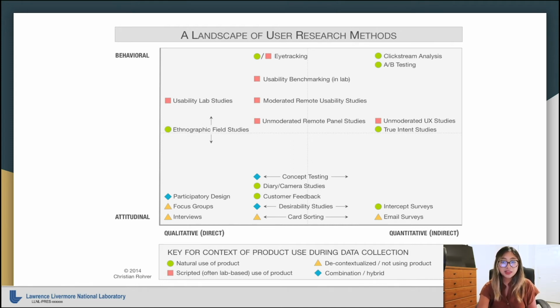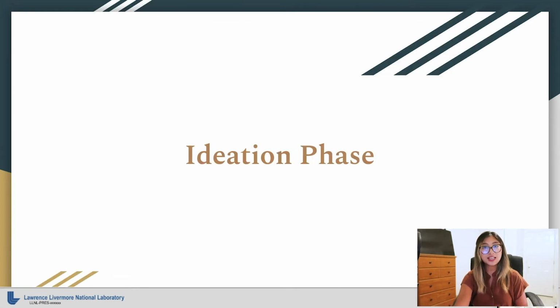So the methods are also separated by qualitative, which is a user's opinions, for example, versus quantitative, which is measurable numerical data points. Generally, a blend of quantitative and qualitative offers a more holistic view of your user. And wherever you see conflicts in your data, it generally brings even more interesting points when you further investigate them. So once you've analyzed your data, you can head into the next phase, which is ideation.